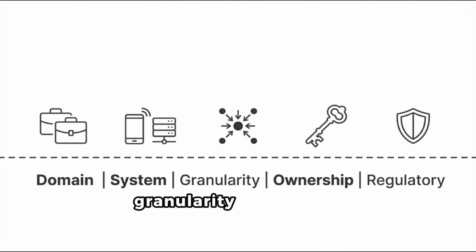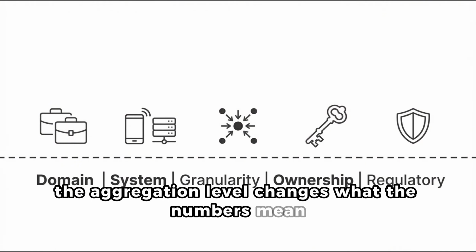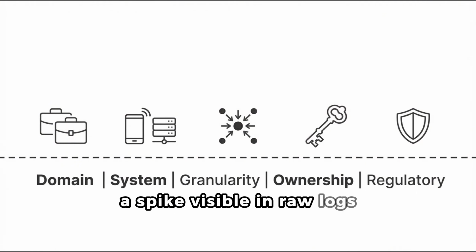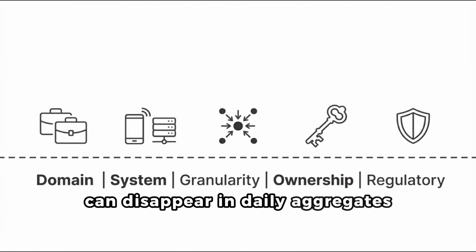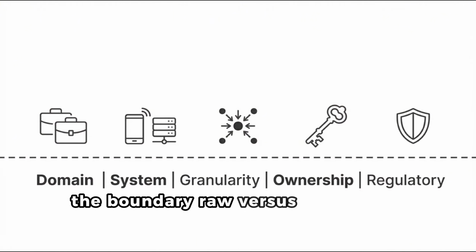Third, granularity boundaries. Data can be aggregated differently. Hourly logs versus daily summaries. The aggregation level changes what the numbers mean. A spike visible in raw logs can disappear in daily aggregates. The boundary, raw versus aggregated, changes the semantic of the metric.